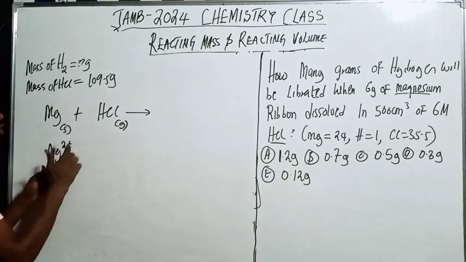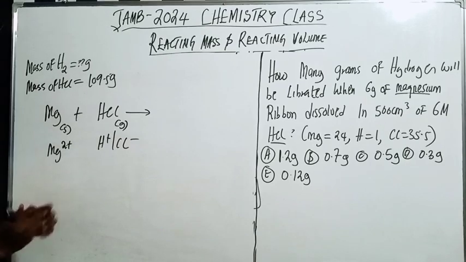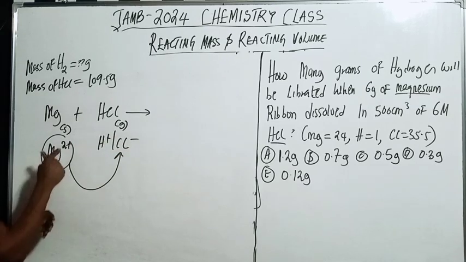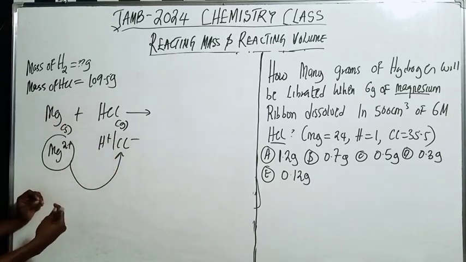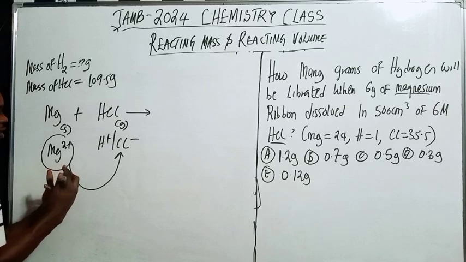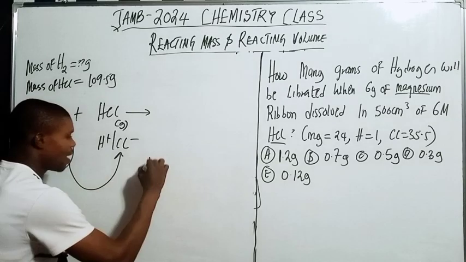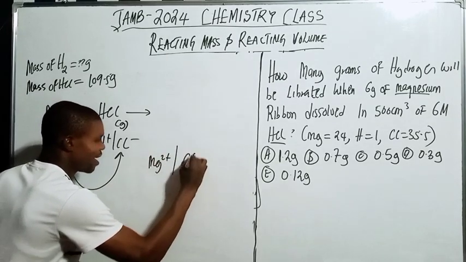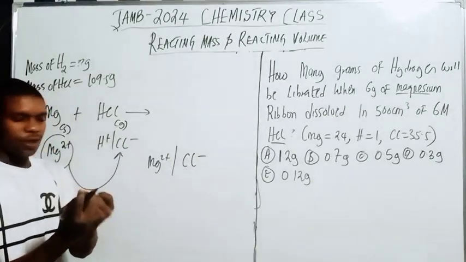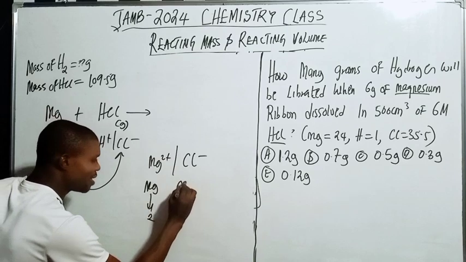Now here, if you split HCl, we have H+ and Cl-. So what we want to do here is combine this one and this one. Positive always attracts negative. So when you are writing the ionic formula between positive and negative charge, what are you going to get? You have Mg2+ and Cl-. Two of them will combine together to form a compound. So you have Mg, which is 2, and Cl, which is 1.